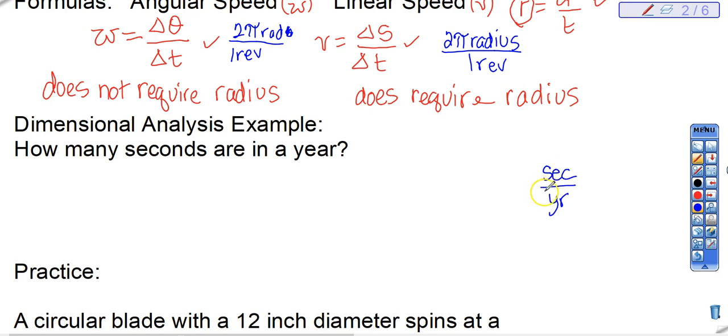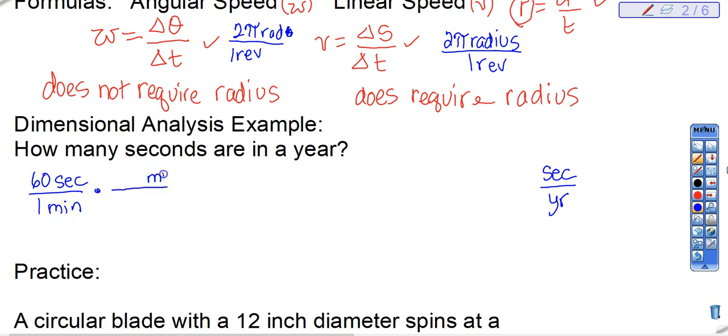That's my desired outcome. I'm going to start with the information that I can easily access. There are 60 seconds in 1 minute. True statement. Now, I have seconds in my numerator, and over here in my desired outcome, I have seconds in my numerator. So I don't want to cancel that unit out. I want to keep that dimensional unit in my problem. But I don't want minutes in my denominator. I want years in my denominator. So what I'm going to do now is get rid of minutes.